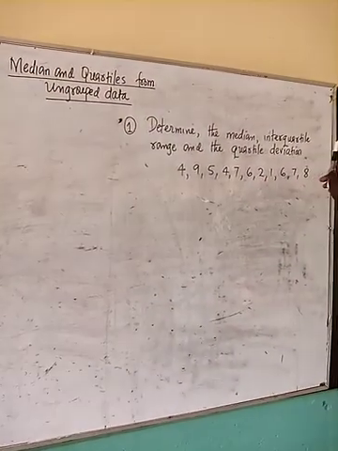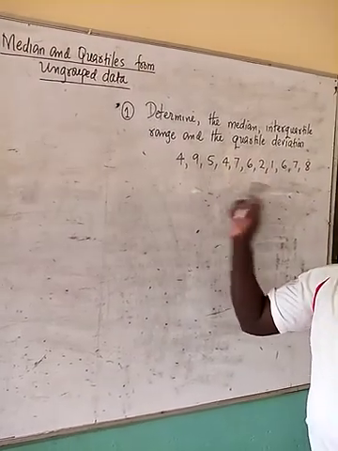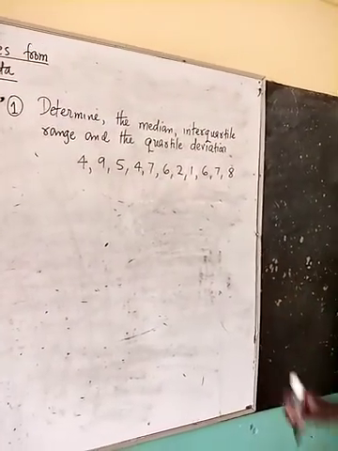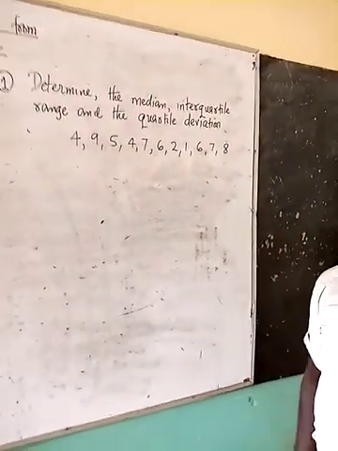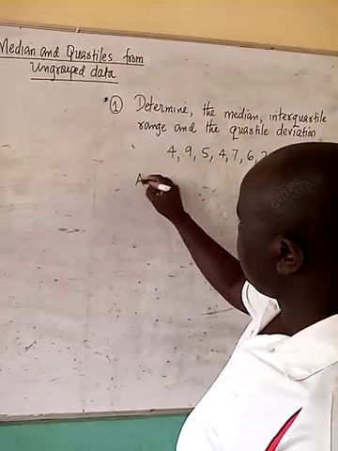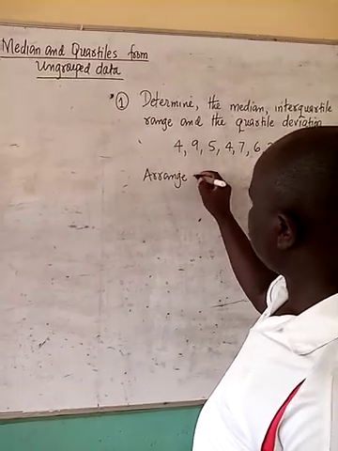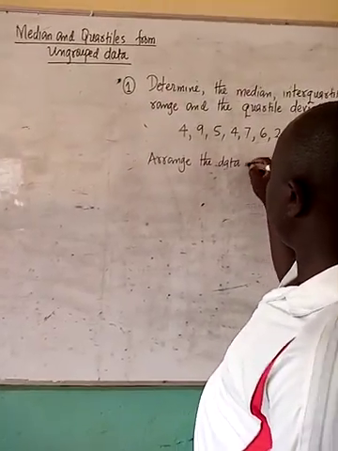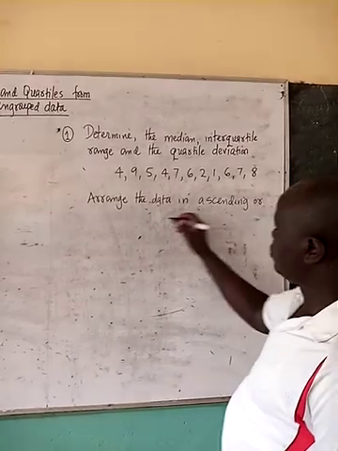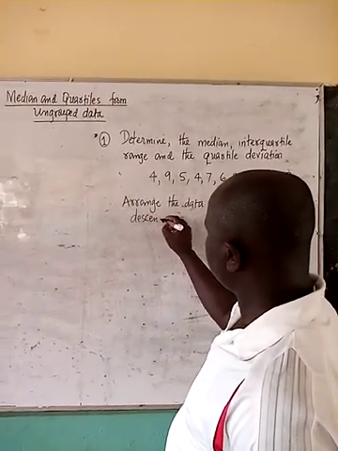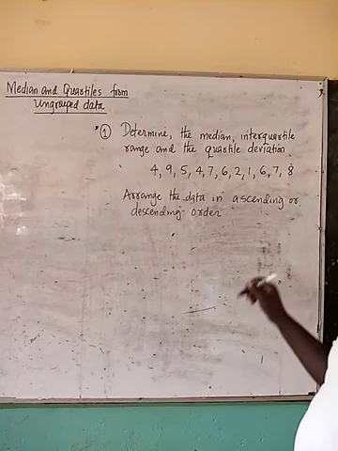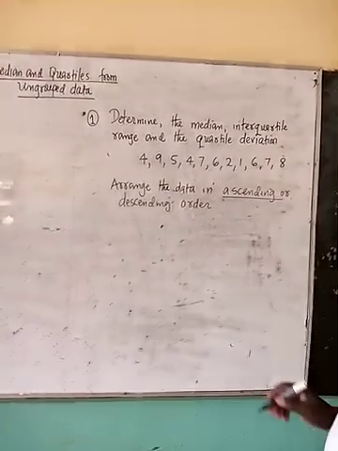Determine the median, interquartile range, and the quartile deviation for this data. So the data is here. It is not arranged in any order. So the first step is arrange in ascending or descending order. For now, I've said we shall go by the ascending order.